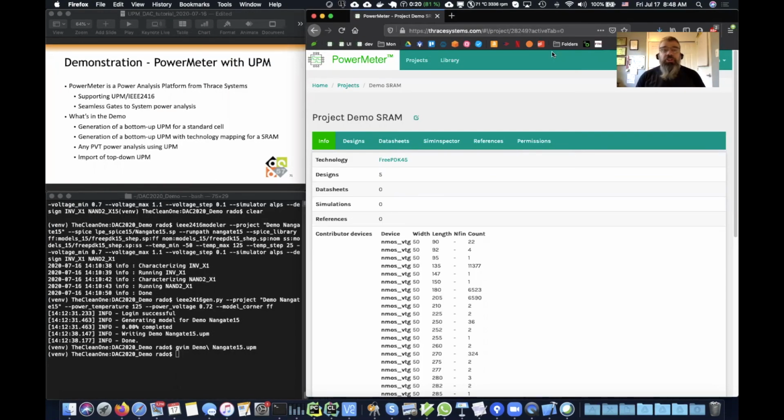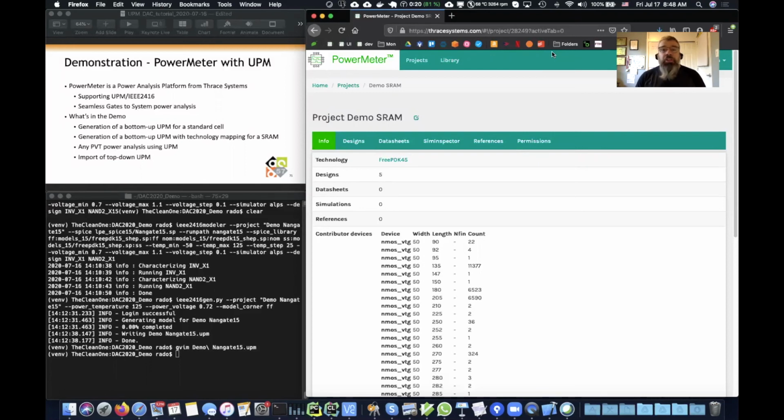We saw how we can generate bottom-up UPM models for standard cells. For these, we generated the UPM model from scratch. The other option we have to generate UPM models is for cases where we already have the UPM models for the IP at a different technology, and we want to map to our target technology. This is what we had to do in our case when we used the memories compiled by the OpenRAM compiler. If you haven't seen the OpenRAM compiler, please go check it out. It's fully open source. It's developed by UC Santa Cruz.